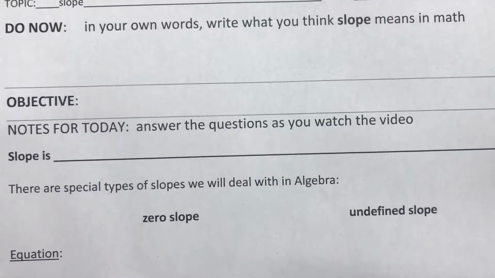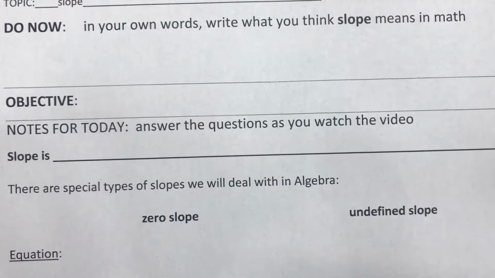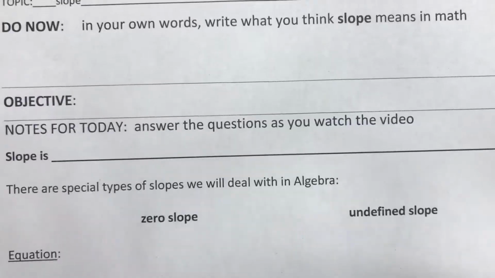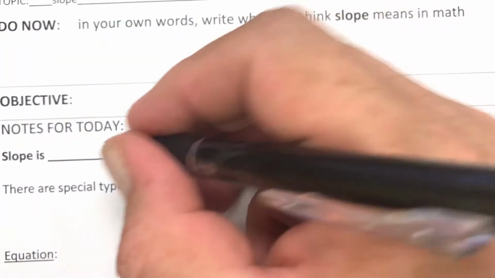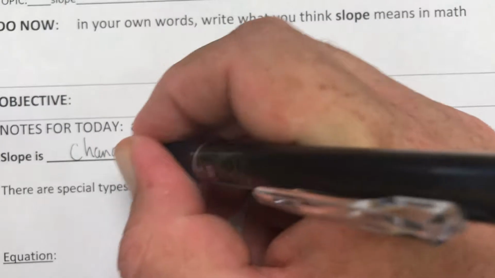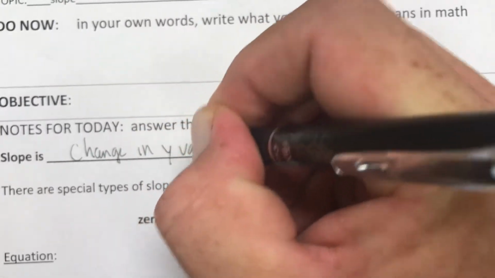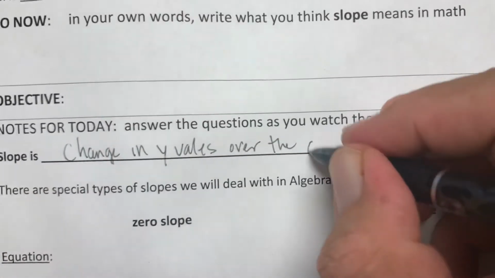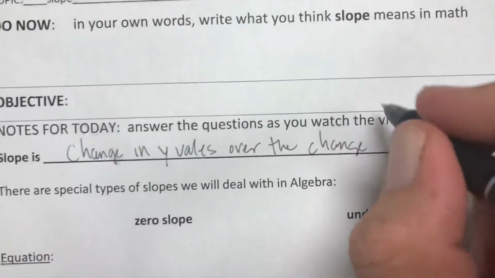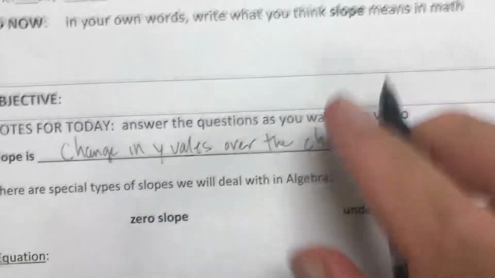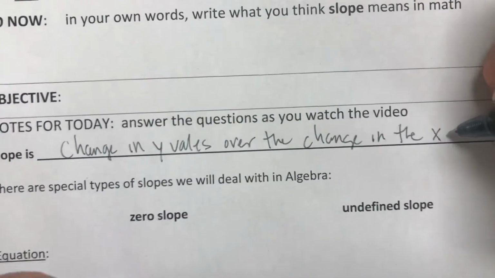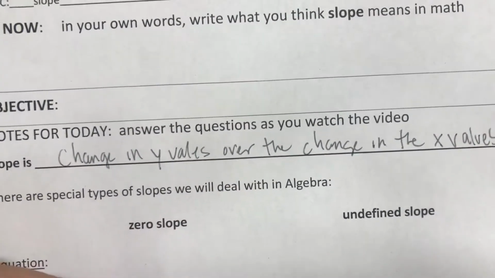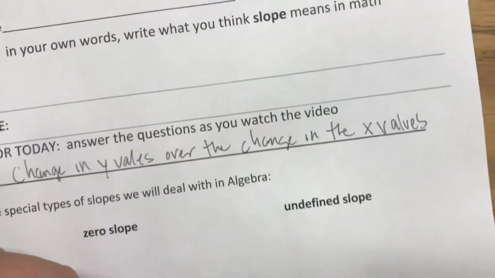So for the last couple of days, this past week, we have been talking about slope. Just as a reminder, slope is the change in the y values over the change in the x values. All right. This is something that you guys normally call rise over run.